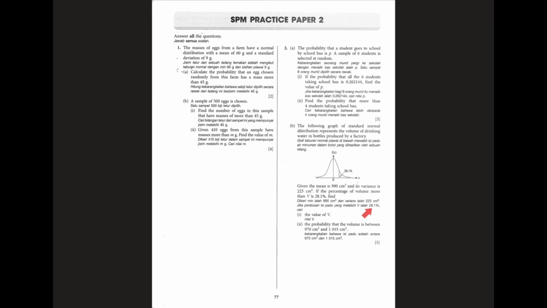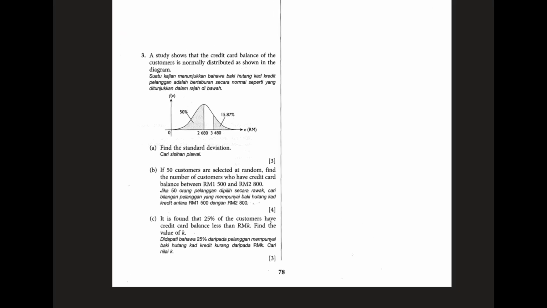SPM Practice paper 2, of course these are the longer questions. You see that it is popular. They give a percentage, which is probability, then you can find the z-score. They draw the graph also. If they don't draw the graph, it will be harder. Now let's see the special case like this. A special case like this seems a bit harder compared to the normal one.